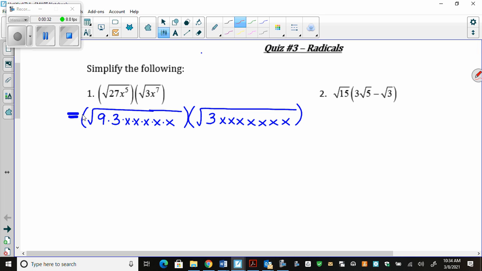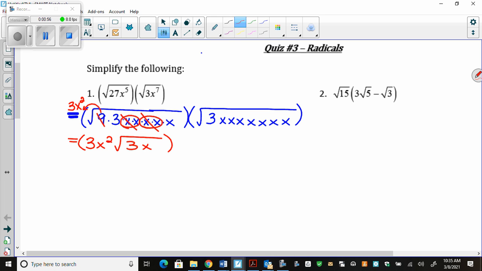Okay. So if we take the 9 out, it becomes a 3. And then we can take 1, 2 out, so I get an x squared. And then the 9 and the x's are gone, right? So under here, I'm going to be left with 3x squared root 3x.